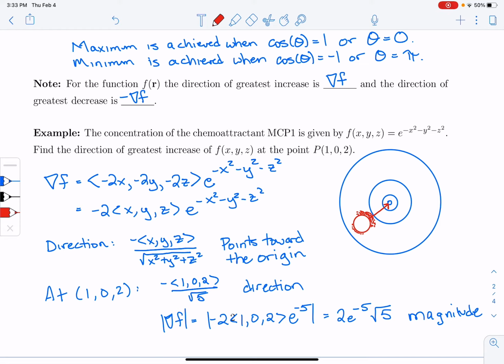And that source of the chemoattractant is likely going to be some sort of an infection. And so what you have here is gradient sensing cells in your body. Your immune system has gradient sensing cells. They are looking for the direction of greatest increase of the concentration of that particular chemical so that they know which direction to go to fight that infection. And so essentially, your cells in your body are doing multivariable calculus all the time to be looking for those infections.